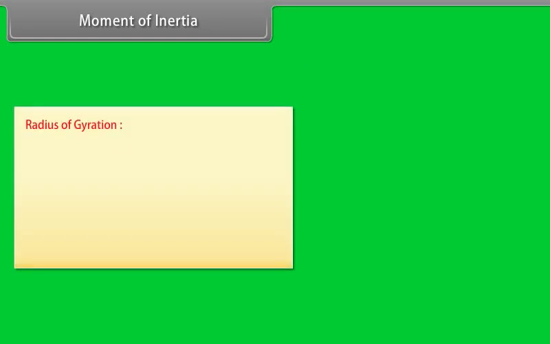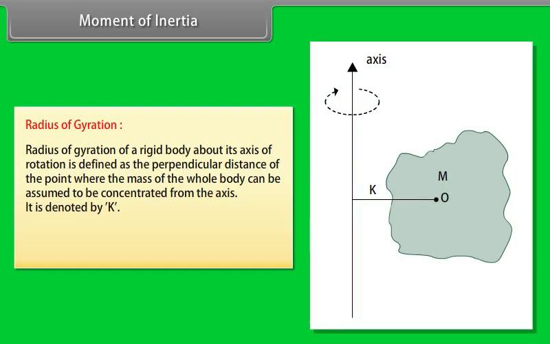Radius of gyration of a rigid body about its axis of rotation is defined as the perpendicular distance of the point where the mass of the whole body can be assumed to be concentrated from the axis. It is denoted by K. Its expression is given by I is equal to m k square, which is equal to summation from i is equal to 1 to n of the product of mi and ri square.